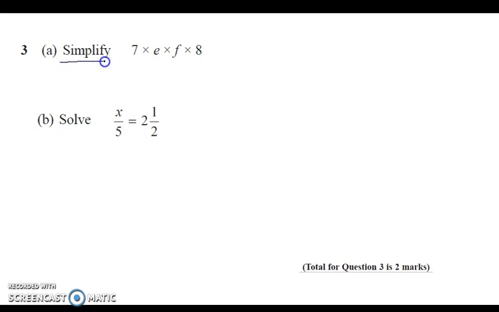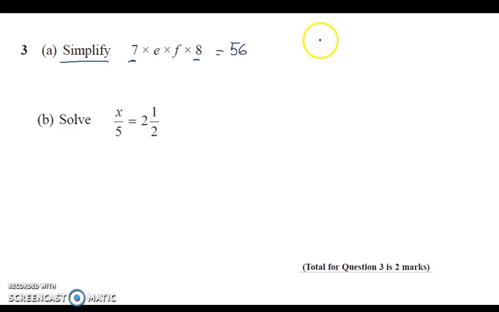We are simplifying this algebra here, so we're just trying to look for things that are the same that we can combine. So at the moment I can only see the numbers 7 and 8 and everything's been multiplied together. So 7 times 8, I'll start with that because I can do that. 7 8s are 56. And then I've got some letters that are being multiplied as well.